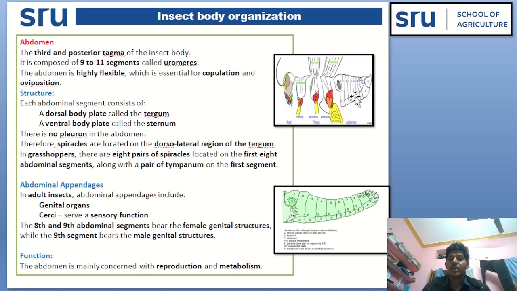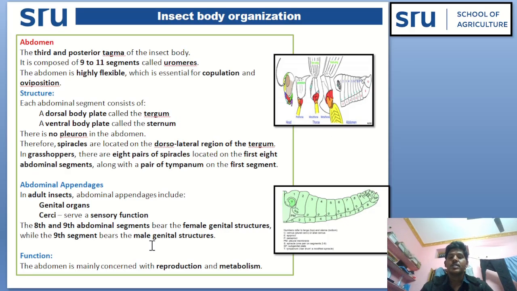In grasshopper, there are 8 pairs of spiracles located on the first 8 abdominal segments, along with a pair of tympanum on the first segment. In the first abdominal segment, see here, a pair of tympanum is also there. Tympanum is an auditory or sound-hearing organ in insects.